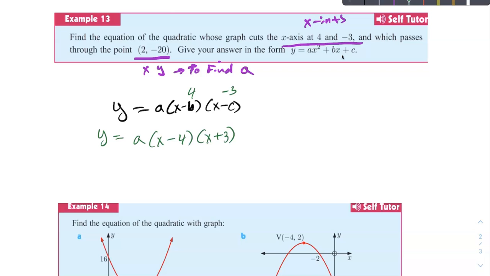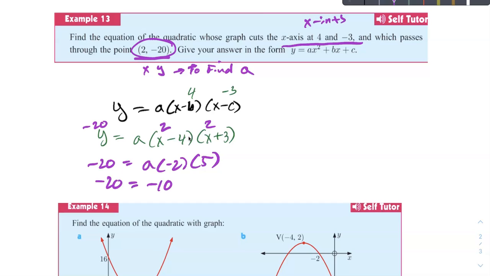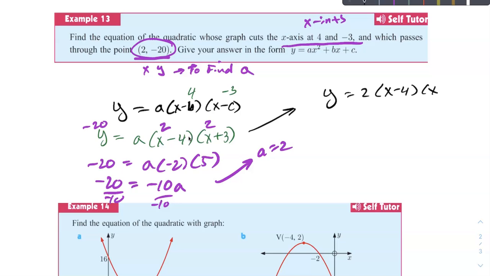And now I can find a by using the points they gave us right here. When I plug in 2, it equals -20. So I get that. Right, 2 minus 4 is -2, so I get -20 equals -10a divided by -10, and a equals 2. So let's rewrite it. Y equals 2, x minus 4, x plus 3.